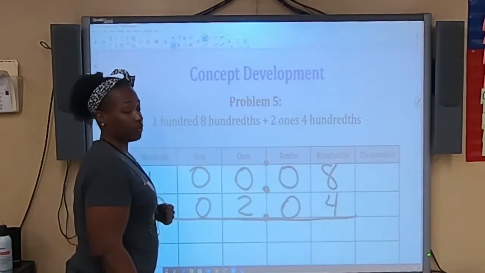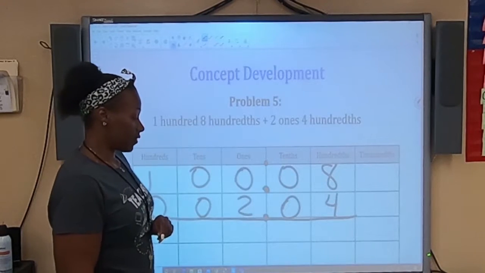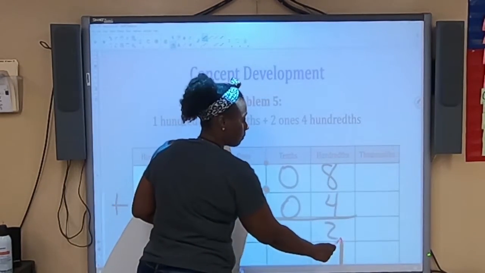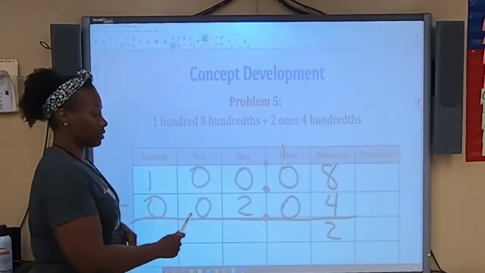8 plus 4 is 12. Remember, we cannot put two digits in one place, right? So my 2 can stay, but my 1 has to shift. So there's my 12.